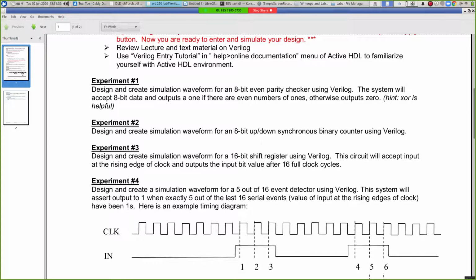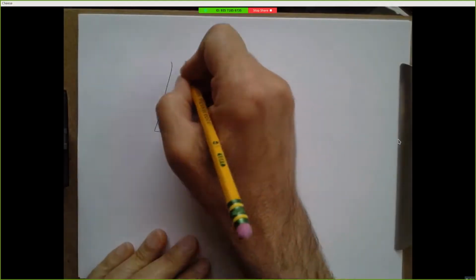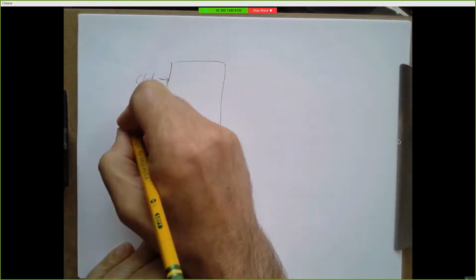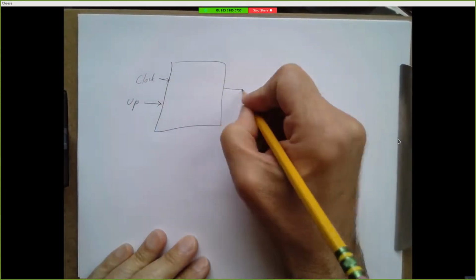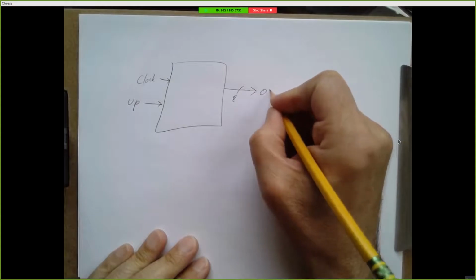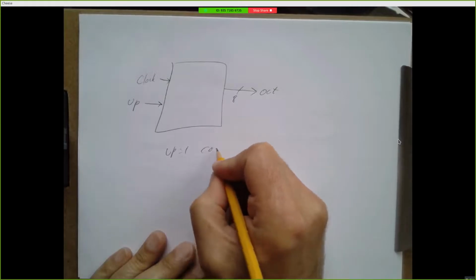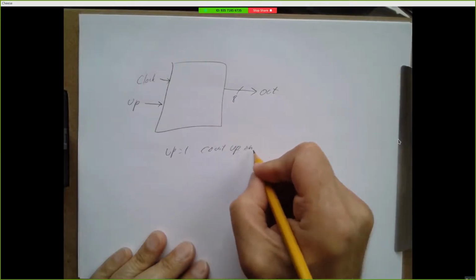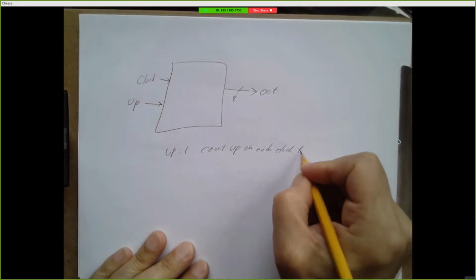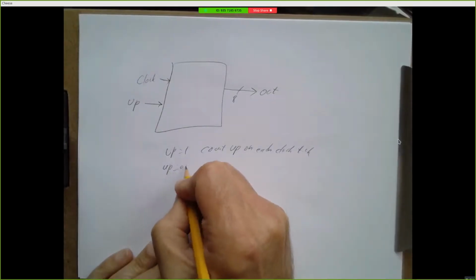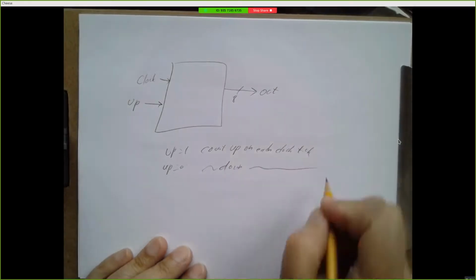Waveform for an 8-bit up-down synchronous binary counter using Verilog. Okay, what's an up-down counter? Well, it has an extra input besides the clock, which says, do I want to count up or do I want to count down? So you've got a clock going in. Got a signal, I'll just call it up, and here's my 8-bit output. And up equals 1, count up on each clock tick. Up equals 0, count down on each clock tick.